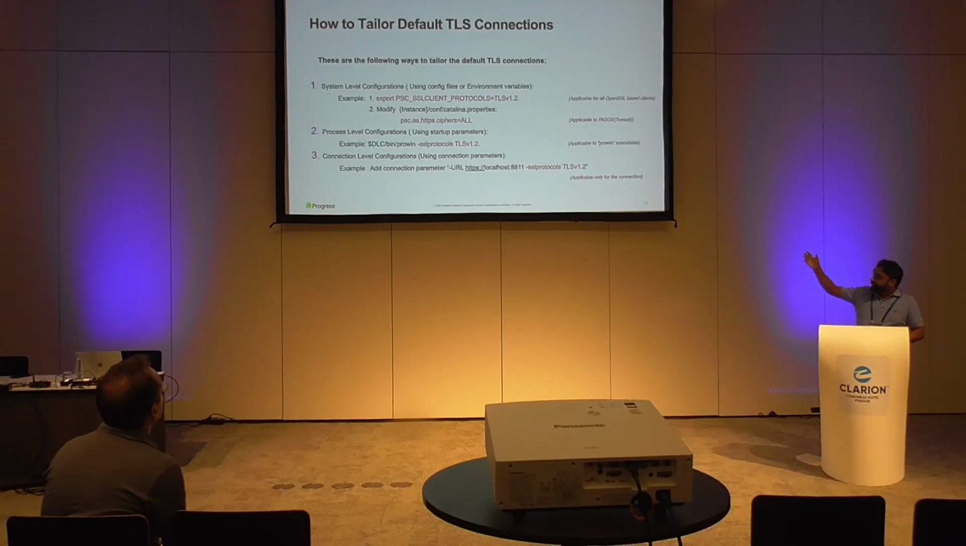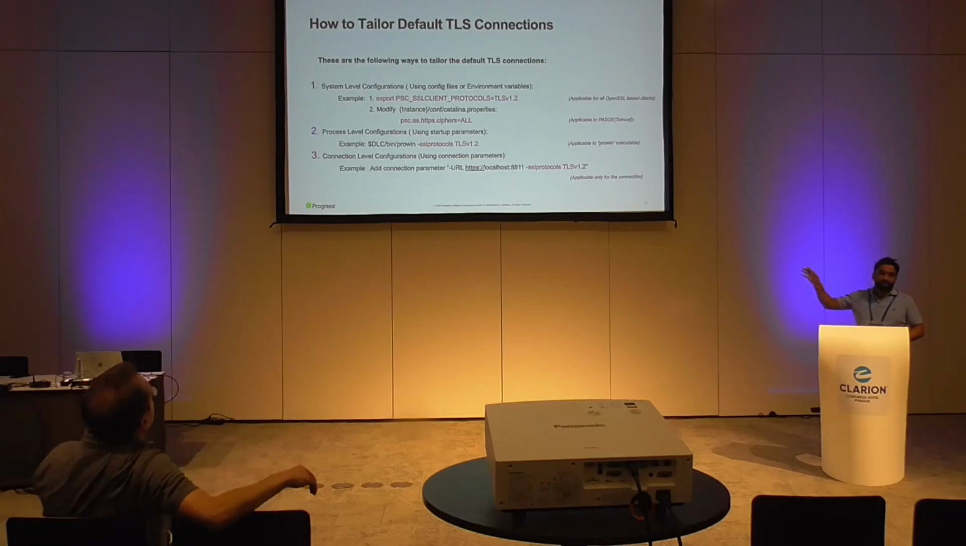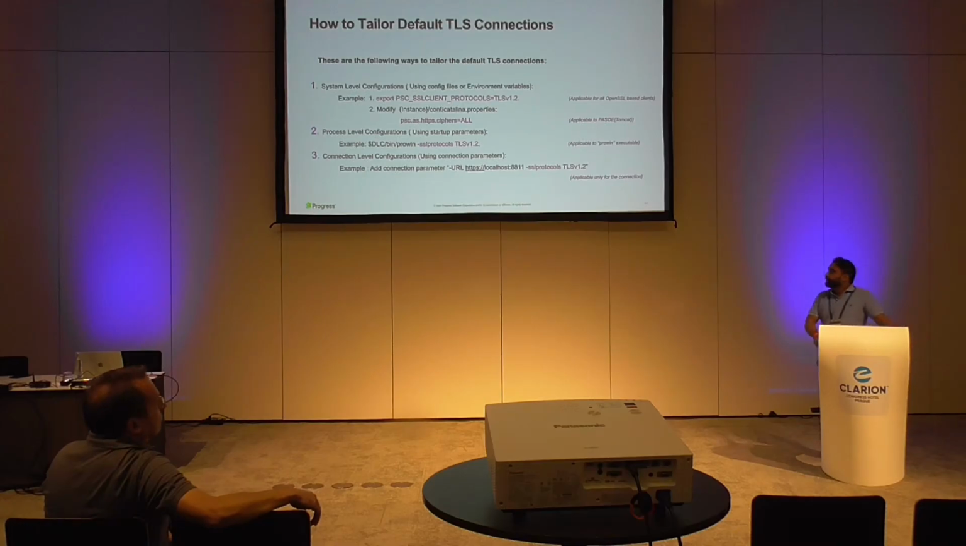After that, we have process level configuration. These settings will be applicable only to a particular process. We give the startup parameter here, and that startup parameter will work only for that particular executable. Similarly, we have connection level configuration, which tailors that particular connection. Connection level has higher priority than process level configuration, and process level configuration has higher precedence over system level configuration.